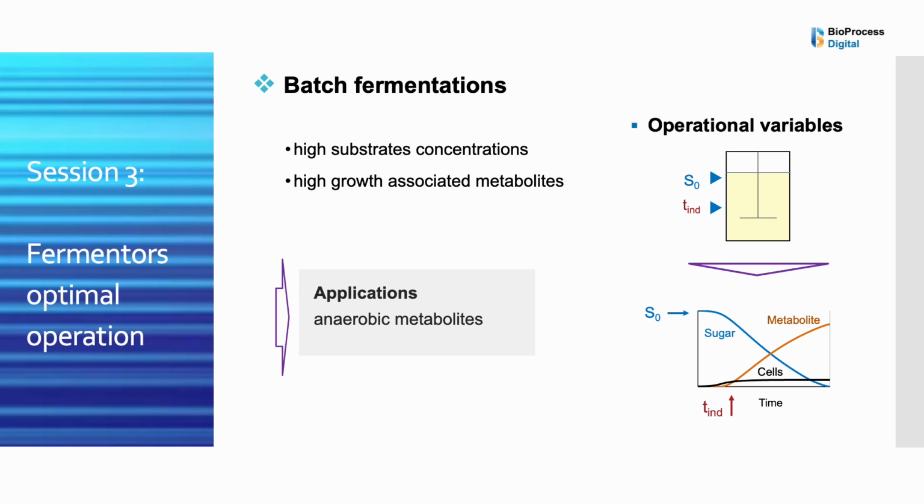Batch fermentation is widely used for anaerobic processes that produce metabolites, such as organic acids, alcohols, or solvents. In this session, you will explore how key operational variables, such as initial substrate concentrations and the timing of product induction, affect the kinetics and overall performance of batch fermentations.